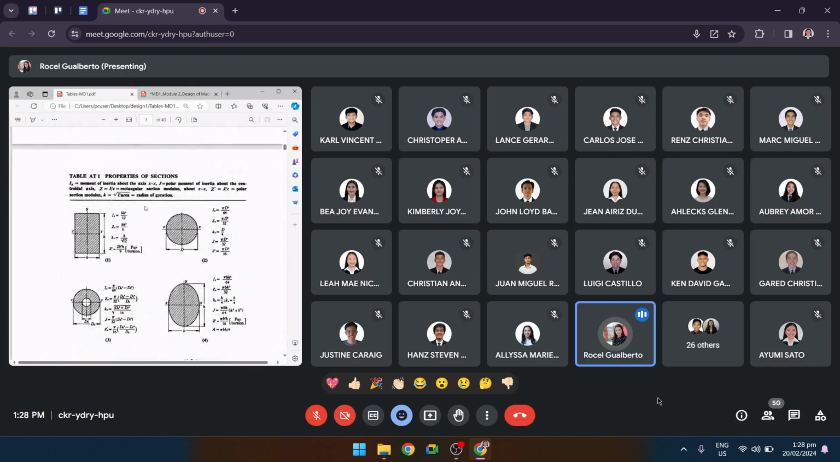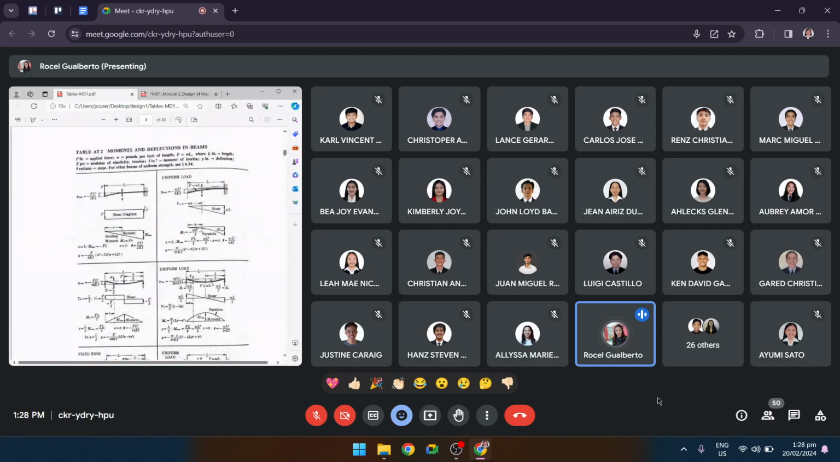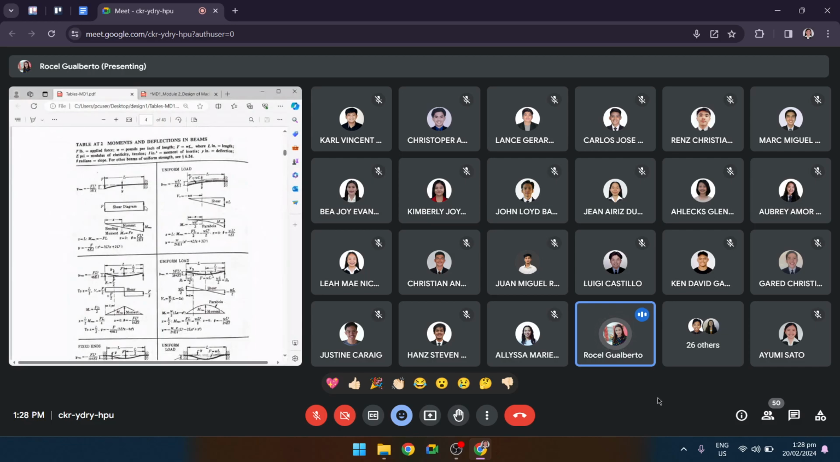Pages 4 to 5. Okay? So, this is our table 82. The title is Moments and Reflections in Beam. We have here two columns. The first column refers to a concentrated load, whereas the other one is for a uniform load or a rectangular load. Which one is the concentrated load?